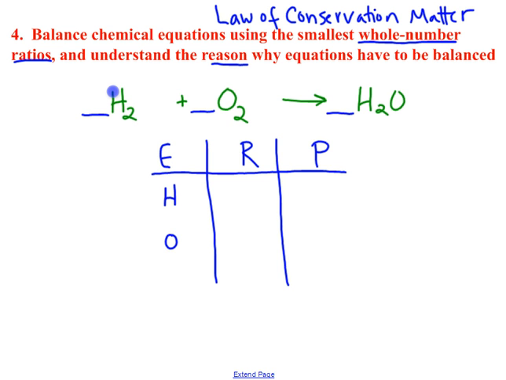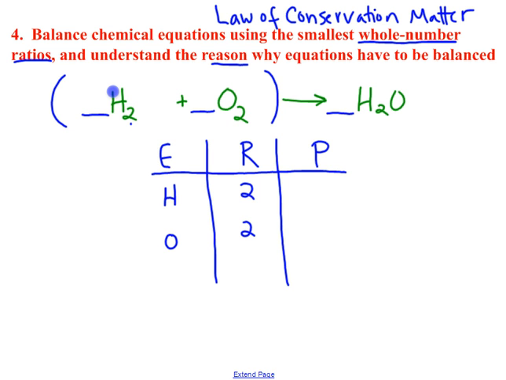Under the R and the P columns, we're going to take our inventory. So the reactant side is anything to the left of the arrow. How many hydrogens are on the reactant side? Well, according to the subscript right here, we see that there are 2 hydrogens. On the reactant side, we see that there are 2 oxygens.